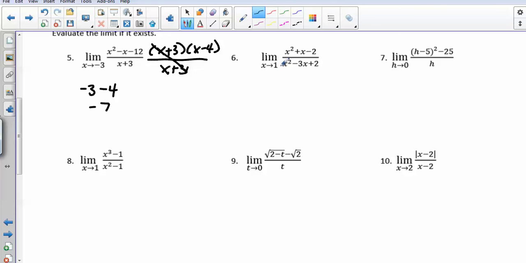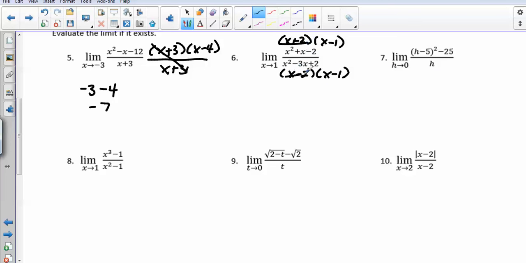The second one, again, all of these, you can try plugging the number in directly first to see if you get a value, but the problem is, in most cases, you're going to get 0 over 0, so you need to do something else. So we're going to factor again. On the numerator, I need two numbers that multiply to negative 2 and add to 1. So I'm going to have x plus 2 times x minus 1. And then the denominator, two numbers that multiply to positive 2 and add to negative 3. So I have x minus 2 times x minus 1.